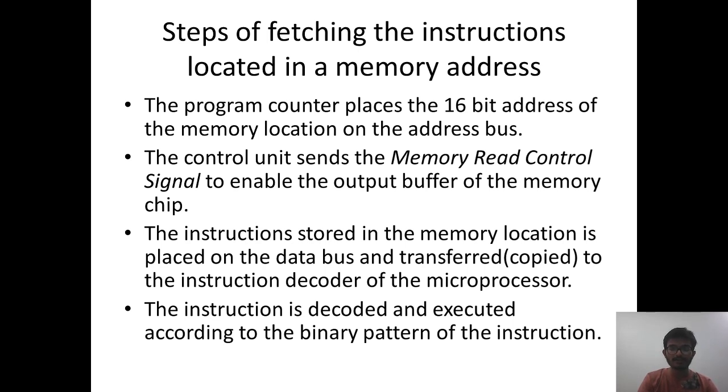The control unit sends the memory read control signal MEMR, active low, to enable the output buffer of the memory chip. The instruction 4FH stored in the memory location is placed on the data bus and transferred, that means copied, to the instruction decoder of the microprocessor. The instruction is decoded and executed according to the binary pattern of the instruction.